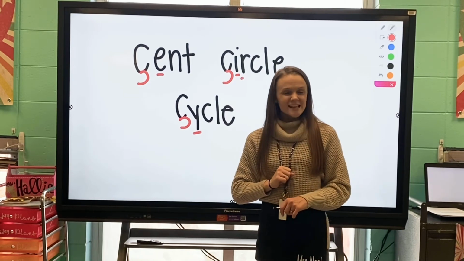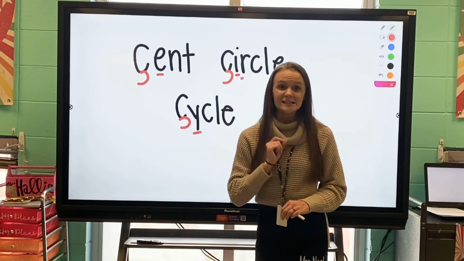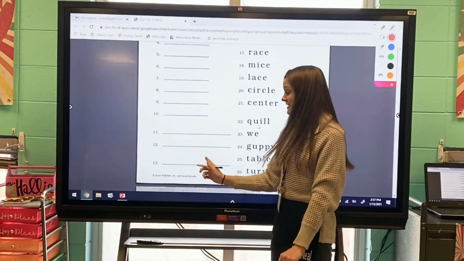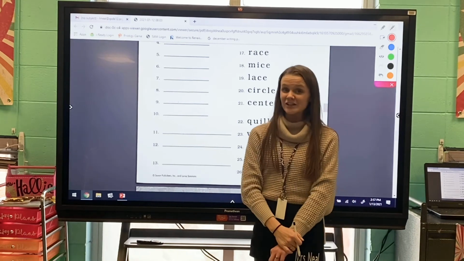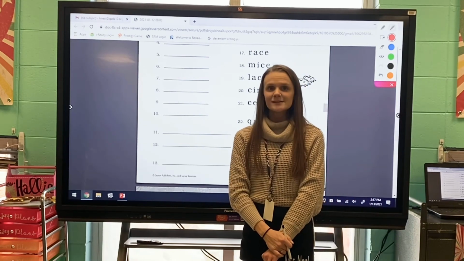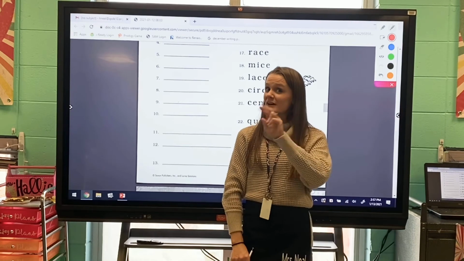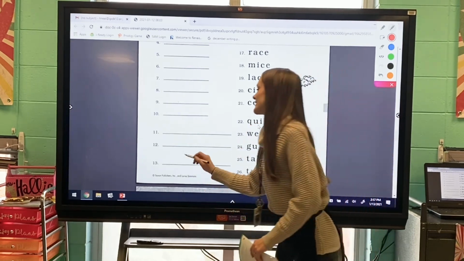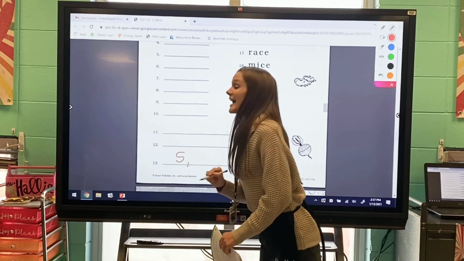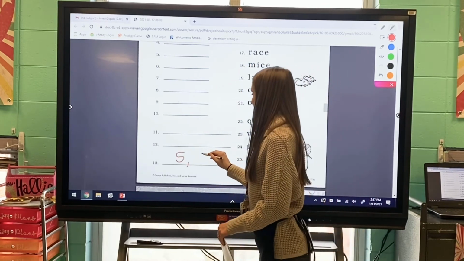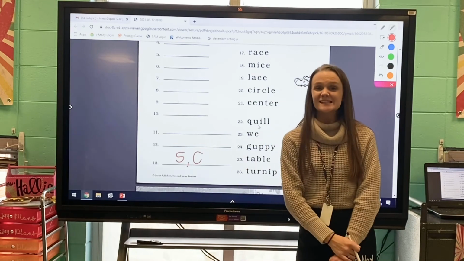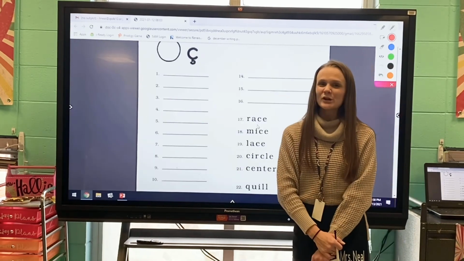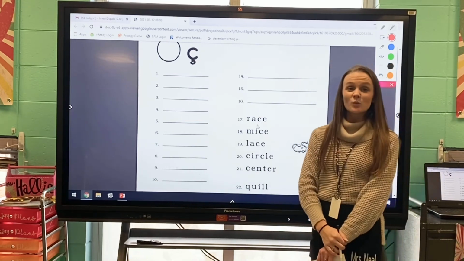Excellent job, friends! Let's jump back into our worksheet and practice spelling some words that use the soft C. For number 13, I want you guys to write the letters that can make the S sound. There are actually two letters that can make this sound, so make sure you write both. The first one is letter S, and today we learned that letter C can also make the S sound. Very good.